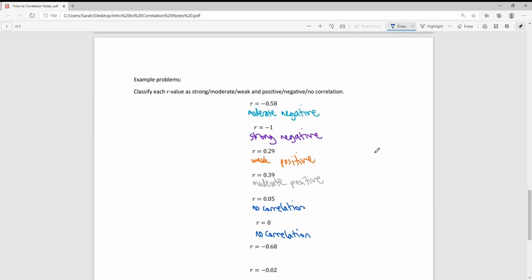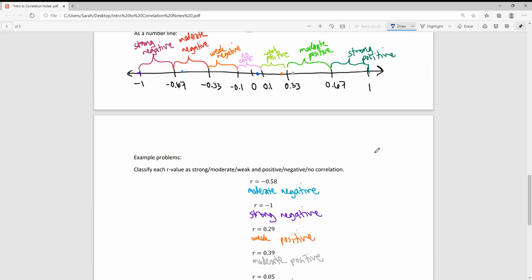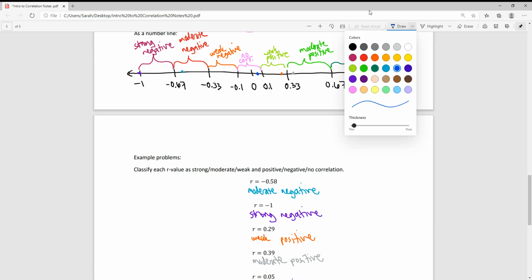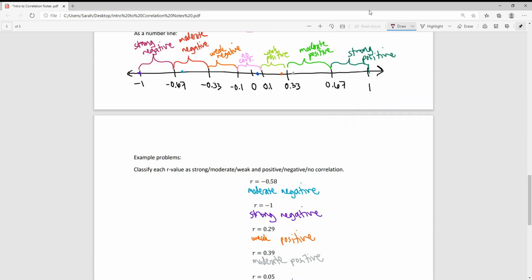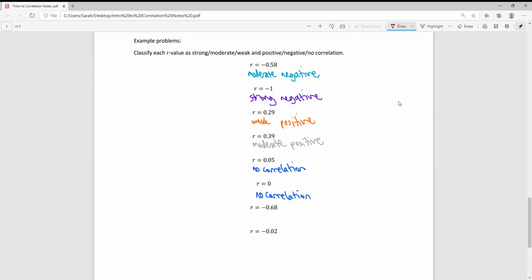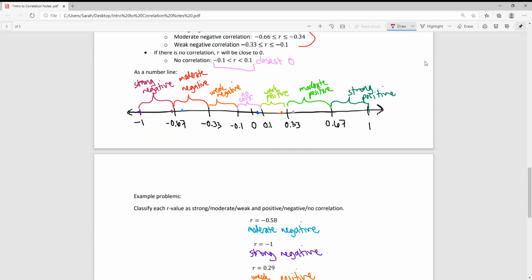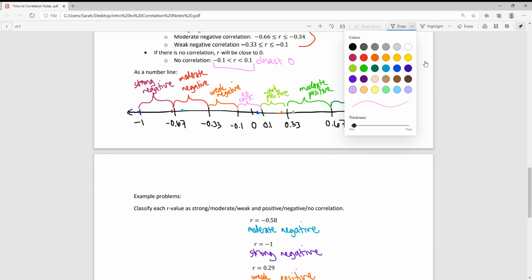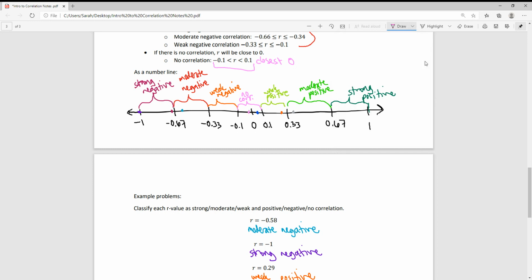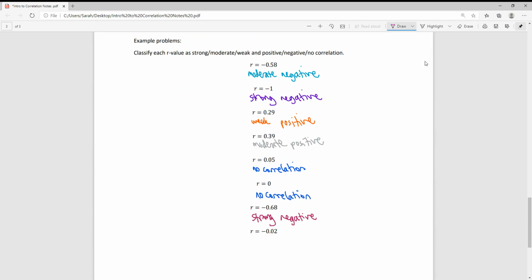Last but not least, R equals negative 0.68. Negative 0.68, be careful with negative numbers. It would be really close to negative 0.67, but between negative 0.67 and -1. So that falls just into the strong negative category. Last but not least, R equals -0.02. That falls right here, really, really close to 0. And so that one is also no correlation.